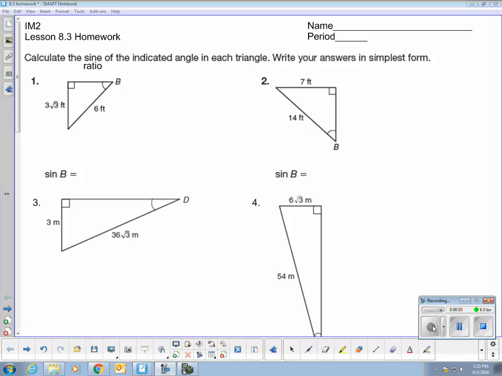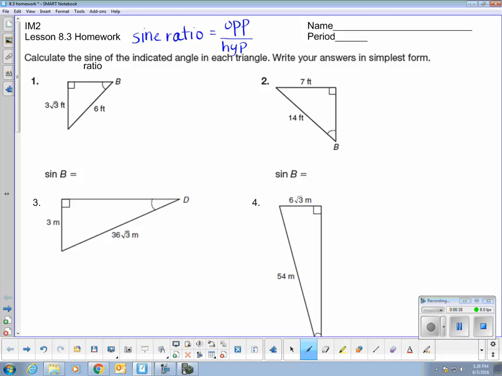Right triangles. And this time, instead of the tangent ratio, we're going to be looking at the sine ratio. The sine ratio is the side opposite divided by the hypotenuse in relationship to our reference angle, the side opposite divided by the hypotenuse.